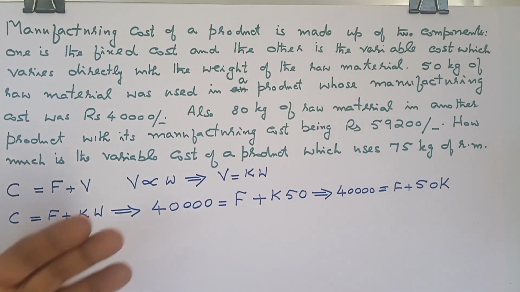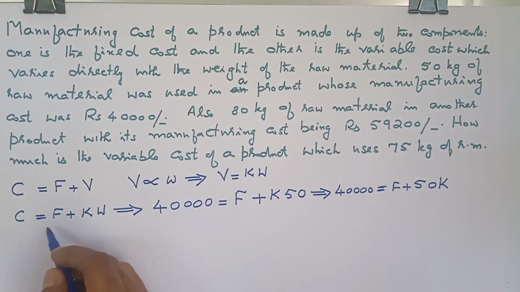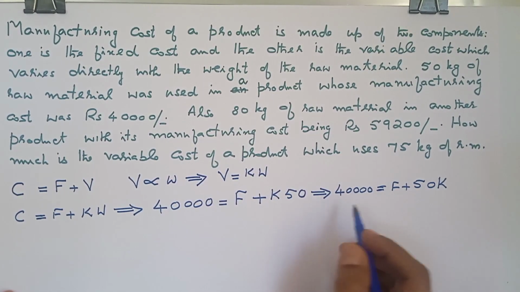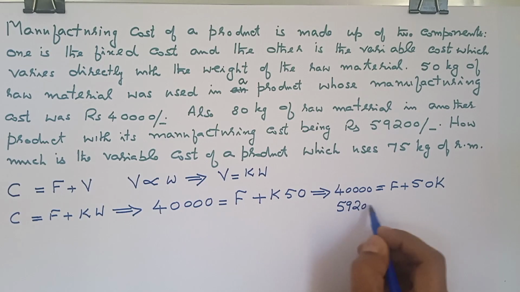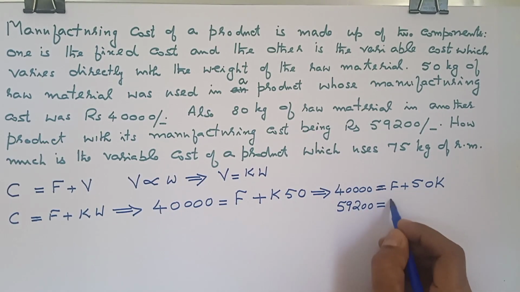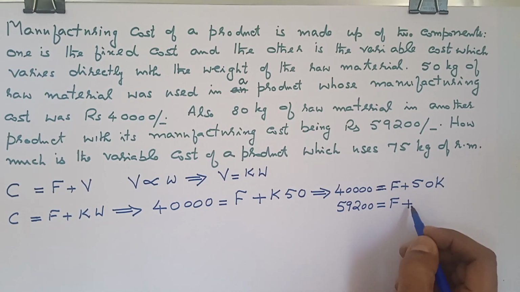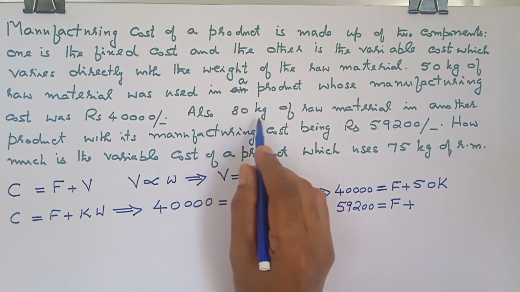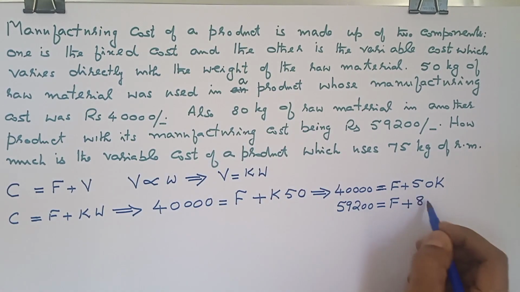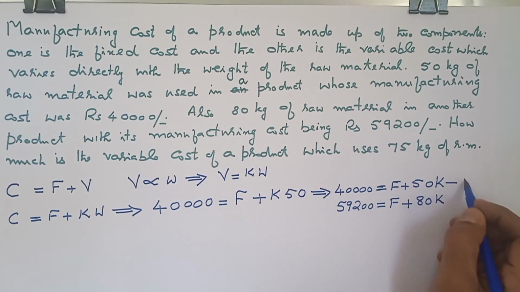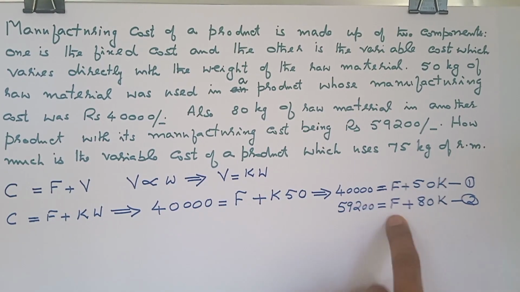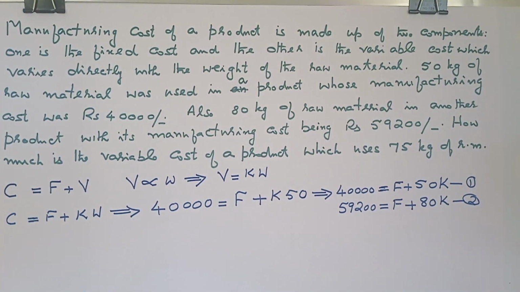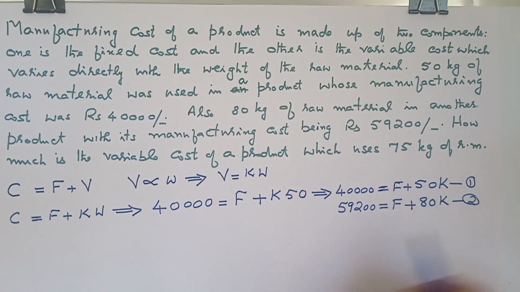Now similarly, apply the next sentence in the same equation and you will get another equation. Let me write under this. See, instead of 40,000, you have 59,200. And fixed cost is something still we don't know. Plus, how much is the quantity of raw material? 80 kilo. So 80 K. Now we have two equations and there are two unknowns. One is F, the other is K. F is for fixed cost and K is the constant of proportionality. Now let's solve these two equations. We can easily find out F and K.